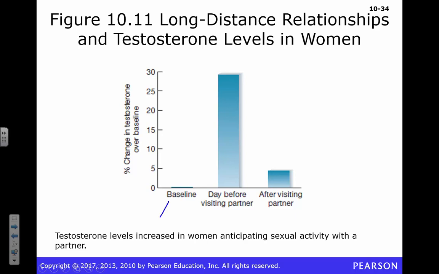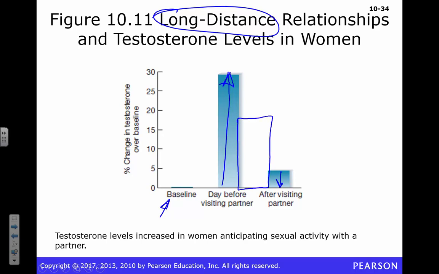What's interesting is if you look at females' testosterone levels, baseline's going to be pretty low. They did this study in folks who were in long-distance relationships. Massive increase in testosterone the day before they were going to meet with their partner. After visiting with their partner, there's a decrease back toward baseline. I will let you figure out what happened in between those two times. But I think it's pretty obvious, right?